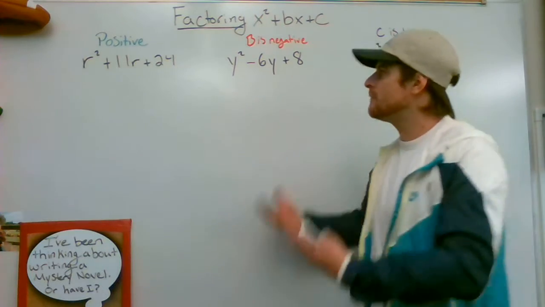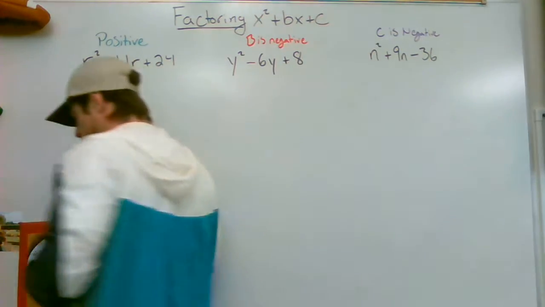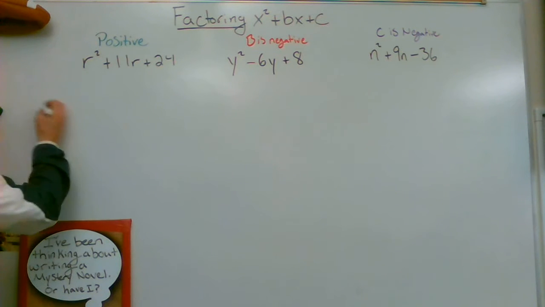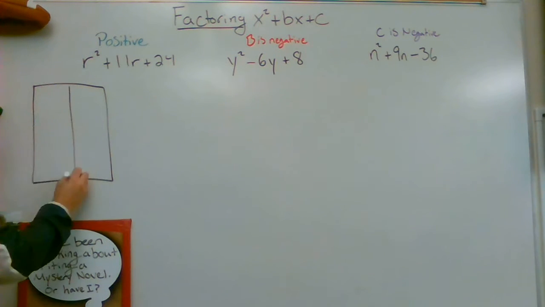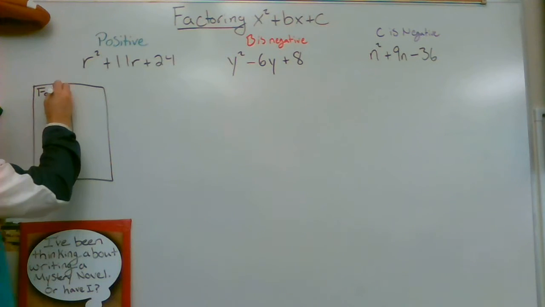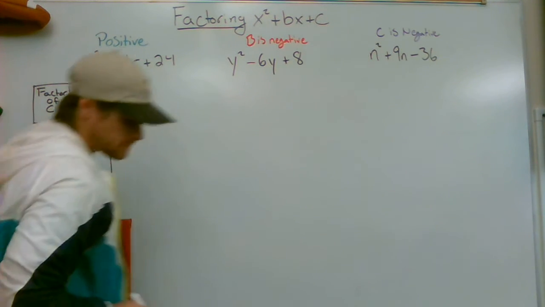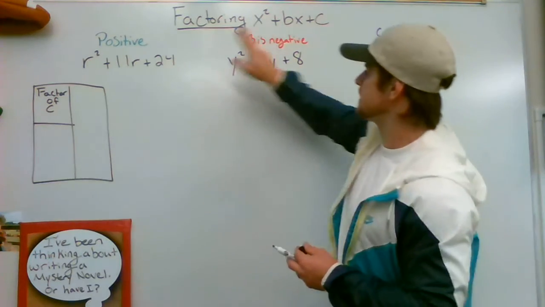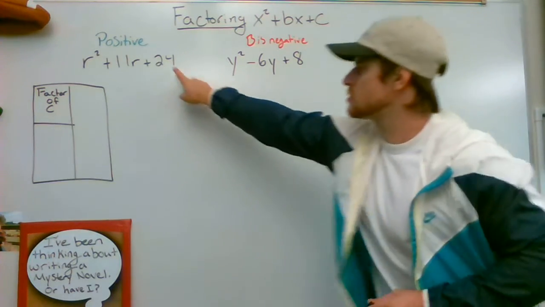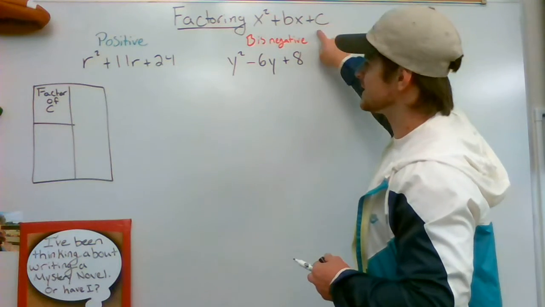All right, so how do we factor a trinomial such as this one? The first thing you're going to want to do is make a box. Now, that box should have two columns to it. In the first column, you're going to write out the factors of the c value. The c value is the ending term. Here it's 24, here it's 8, and here it's negative 36, our c term.